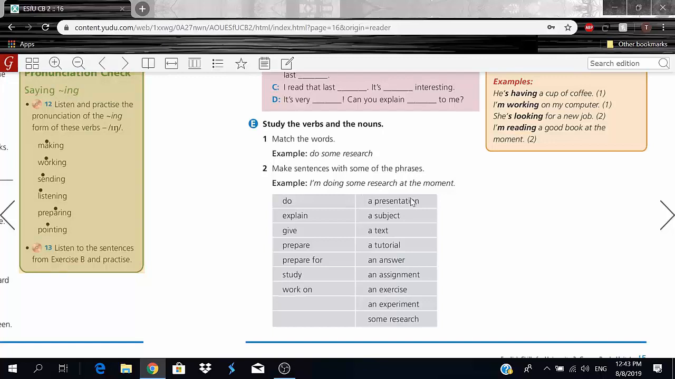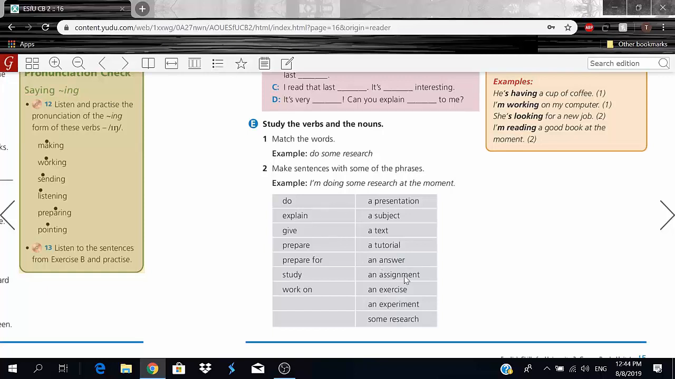Okay. I want to tell you guys something here. Here we have these verbs. I can use multiple nouns with a single verb. Okay? So for example, do, I can say do some research. I can also say do an assignment. Okay? Do an experiment. So you see, I can use different nouns with the same verb. Here we go with explain. I could say, explain an exercise, for example. Probably explain an answer. This is really good. Explain an answer.